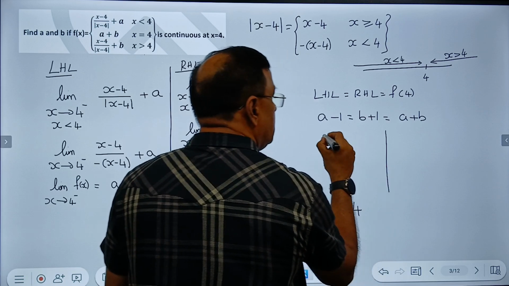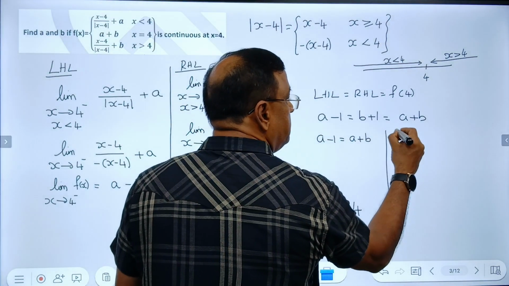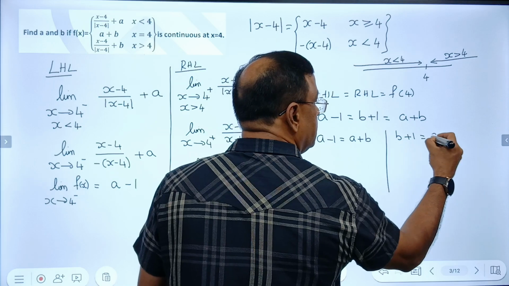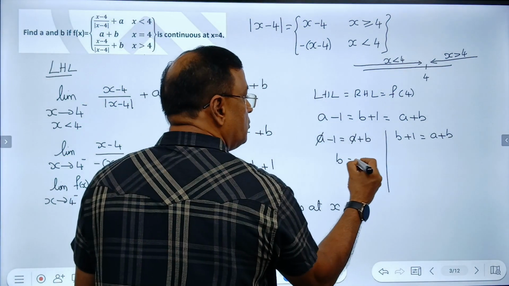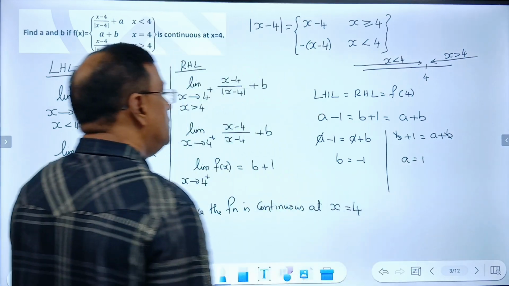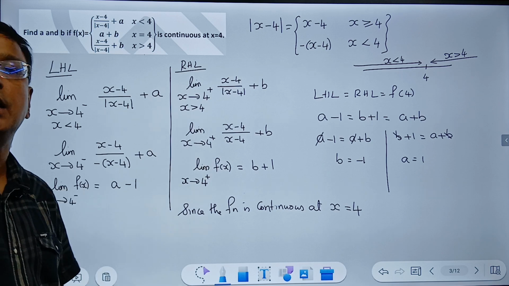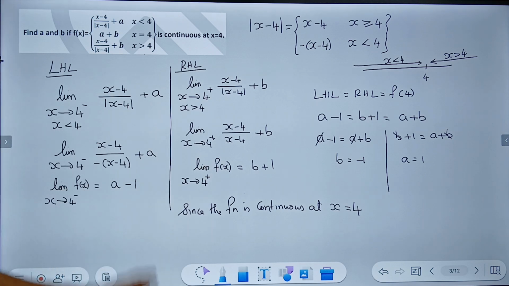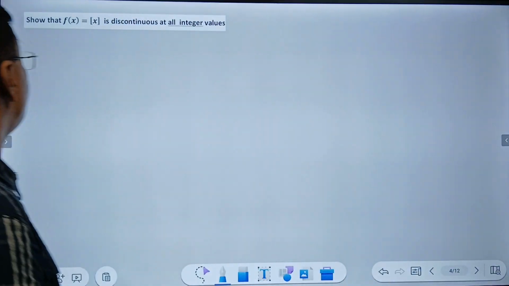Now what do you do? You take A minus 1 equal to A plus B and B plus 1 equal to A plus B. So from this you can see clearly B equal to minus 1 and A equal to 1. So when A is 1 and B is minus 1, this function is continuous at x is equal to 4. I hope this is clear. Very simple direct question. Okay. Now let's go to the next question.